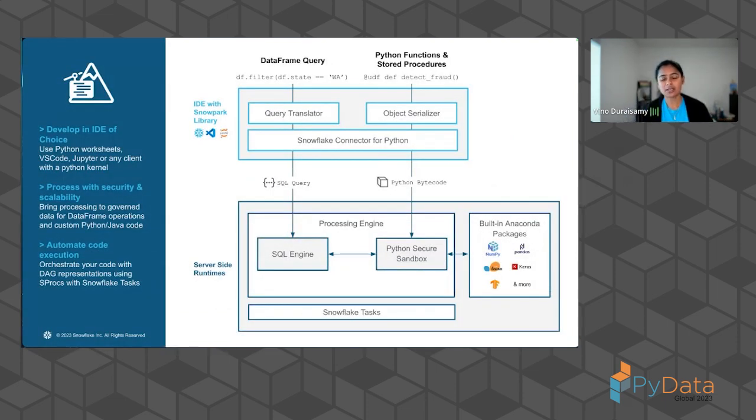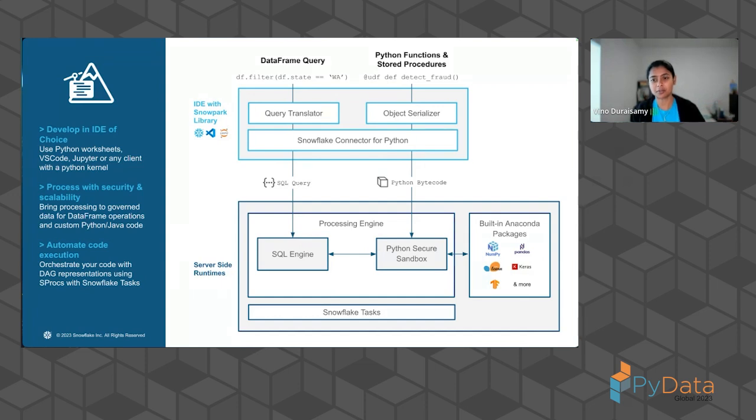And how does it work? When I'm talking about a data frame query, you write a simple data frame API, and that gets parsed, translated, and formulated into a SQL query plan, which is then run on the SQL engine. This is super easy when you think about a simple data frame operation.